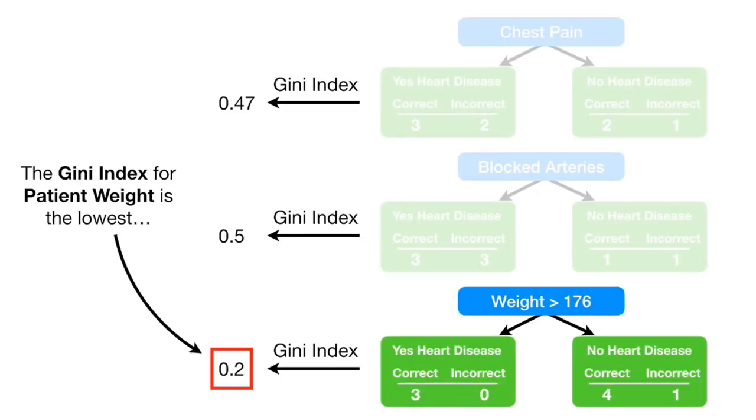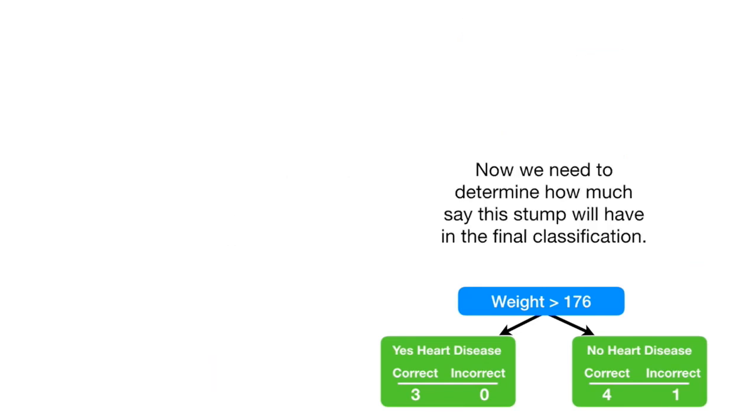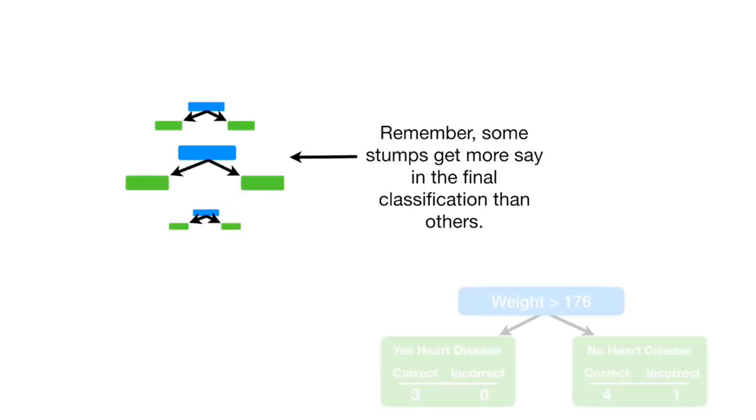So this will be the first stump in the forest. Determining the amount of say for a stump. Now we need to determine how much say this stump will have in the final classification. Remember, some stumps get more say in the final classification than others.